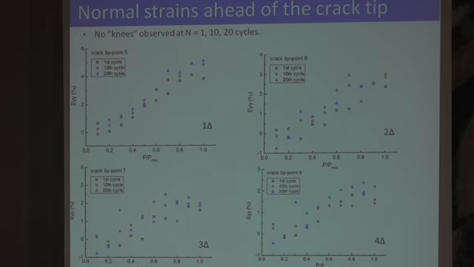For the normal strain ahead of the crack tip, at each cycle, at 0.5, which is 1 grain size, 0.6, 0.7, and 0.8 ahead of the crack tip, there is some scatter at 0.6, 0.7, 0.8, and the lowest scatter at 0.5, which is the closest to the crack tip, and there is no knee observed in the strain ahead of the crack tip.